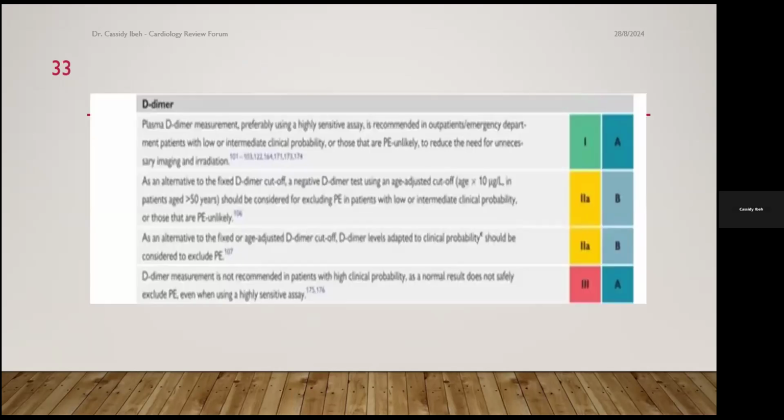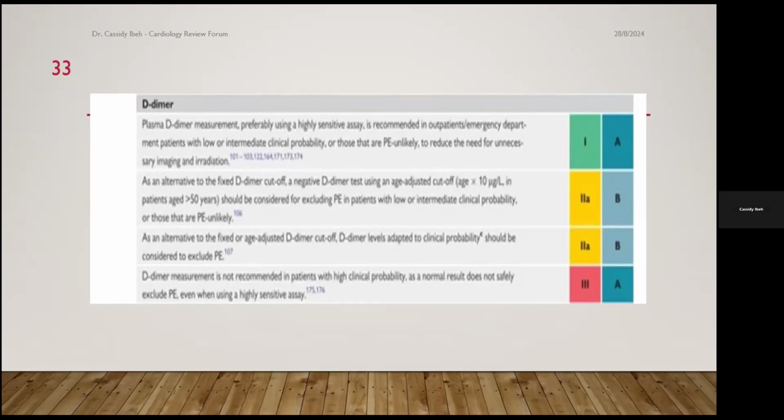Now, the use of D-dimer is a class 1 indication, where plasma D-dimer measurement, preferably using a highly sensitive assay, is recommended in outpatients or emergency department patients with low or intermediate clinical probability, or those that are PE unlikely. This reduces the need for unnecessary imaging and irradiation.